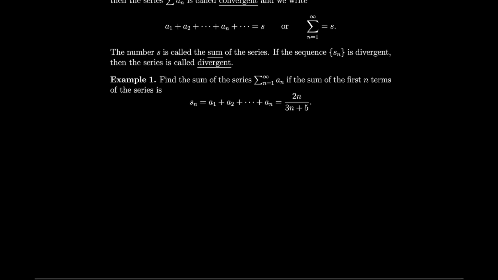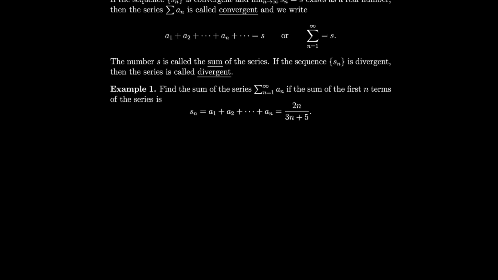Let's do an example by finding the sum of the series an. If the sum of the first n terms of the series is given by 2n over 3n plus 5, that means that if we want the sum of the first two terms, we just plug in n equals 2. If we want the sum of the first 10 terms, we plug in n equals 10. This sum sequence over here is not the same as this an over here. The sum of the series is going to be a totally different sequence than the sequence being added up in the series.